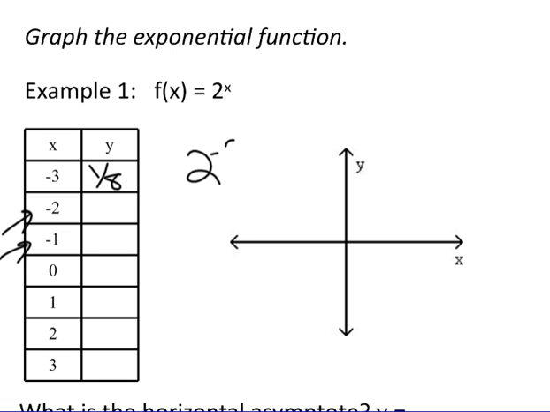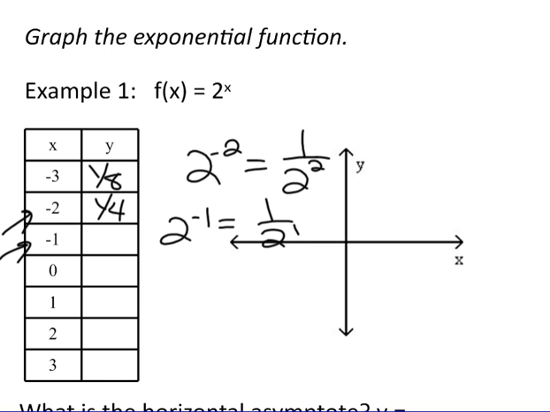I have 2 to the negative 2, which is 1 over 2 squared, which is 1/4. 2 to the negative 1, 1 over 2 to the first, which is 1/2. 2 to the 0. Remember, anything to the 0 power is equal to 1. Be careful with that. It is not equal to 0. It is equal to 1.